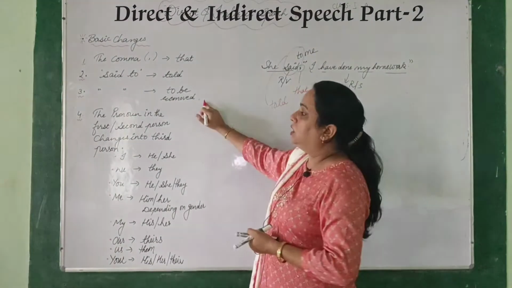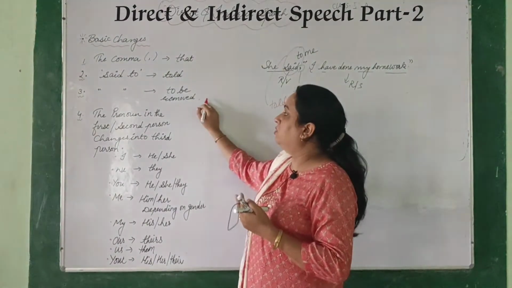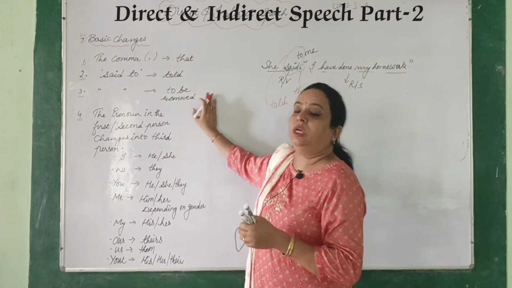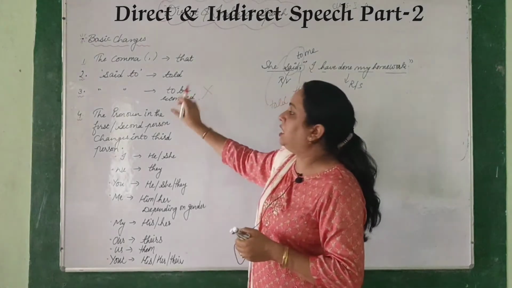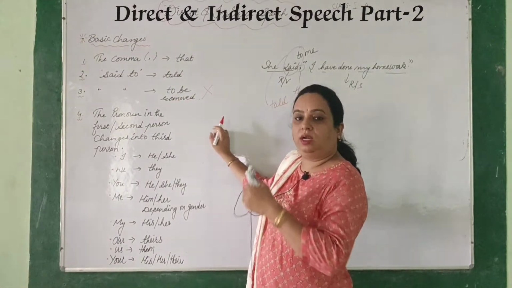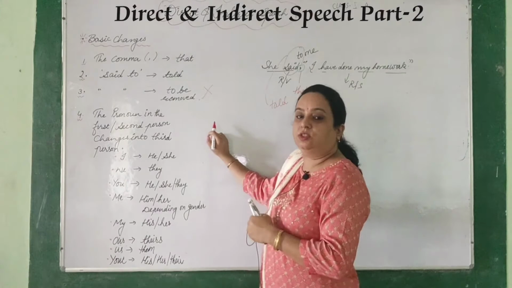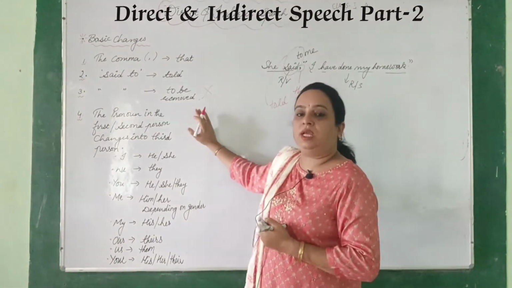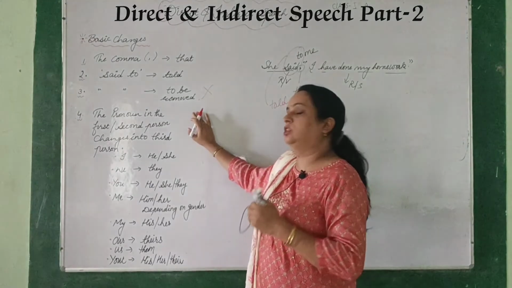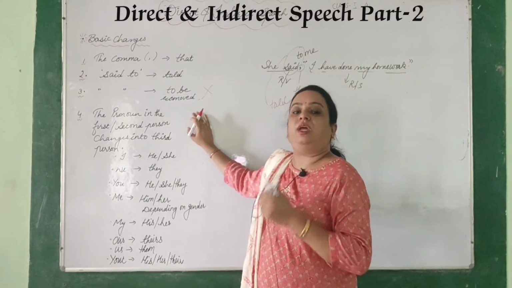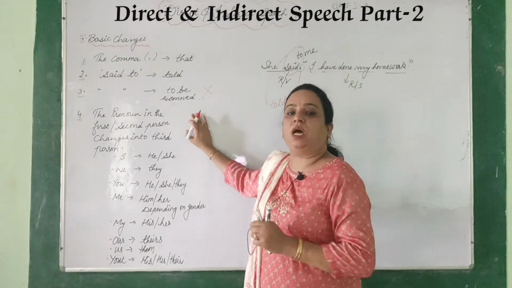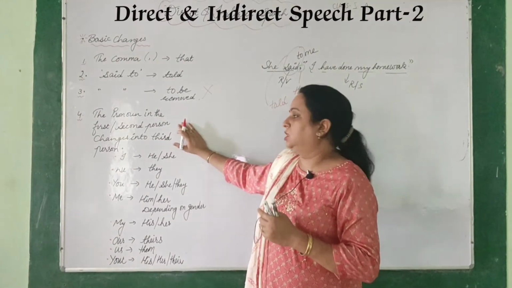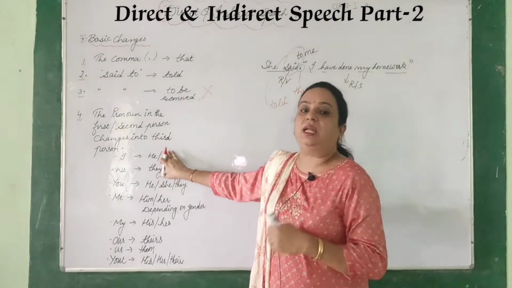The third one is that the quotation marks or inverted commas are to be removed in indirect speech. That means we will not use any inverted commas in the indirect speech, right? So you will remove them. And the fourth one is very important: how to change the pronouns. If in direct speech the pronouns are in first person or second person, they change into third person in the indirect speech.